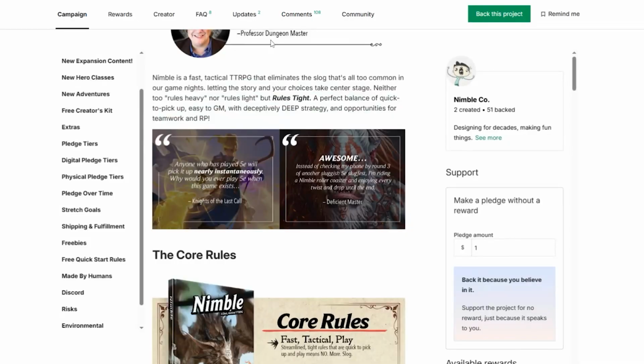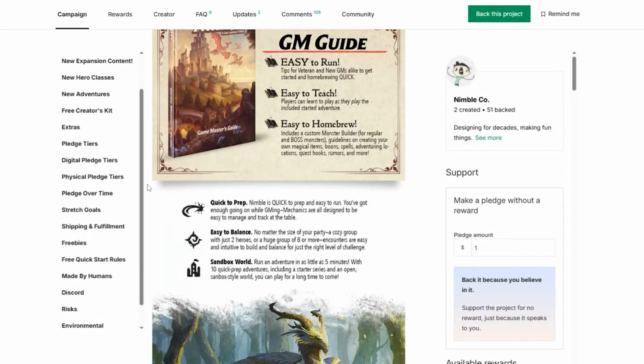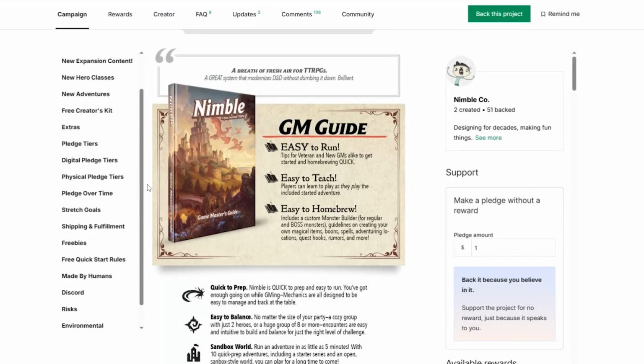So you've got different people. Maybe some people know who Professor Dungeon Master is. I don't know. It's like the first quote. But the important thing is, okay, this is not just a fly-by-night thing. And Nimble is a fast tactical TTRPG that eliminates the slog that's all too common in our game nights. This whole first paragraph of text is both the thesis statement and kind of the problem, everything wrapped into one. It's the main idea and everything that they talk about.